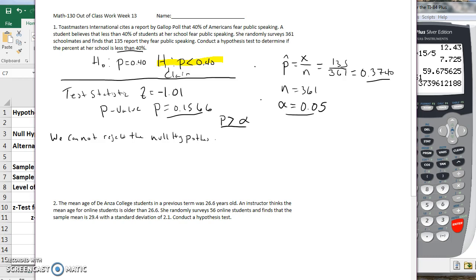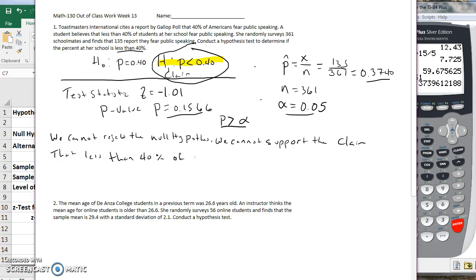And then is our claim H0 or H1? Since our claim here is H1, we're also going to say we cannot support the claim. We use the word support because we had H1. That less than 40% of students are afraid of public speaking.